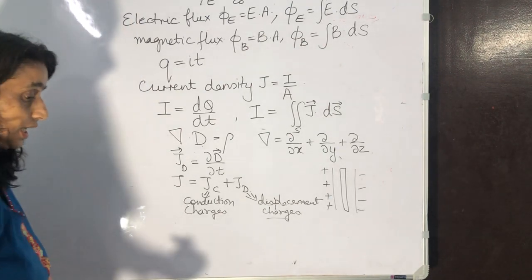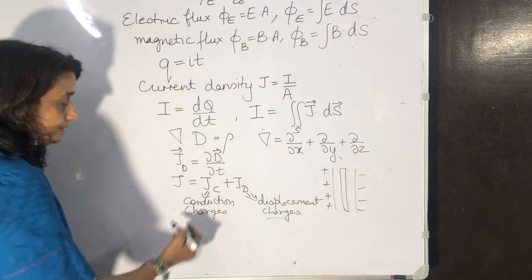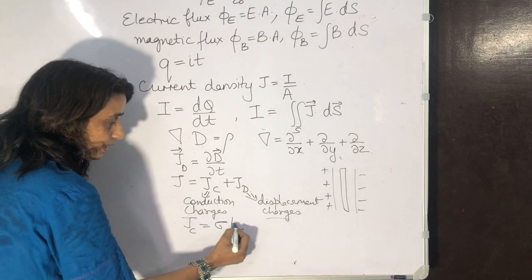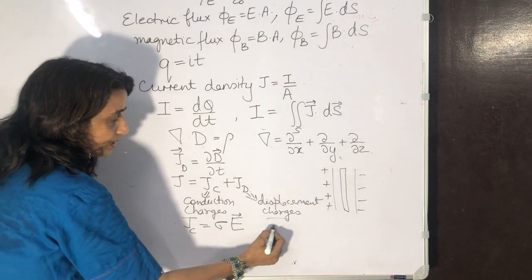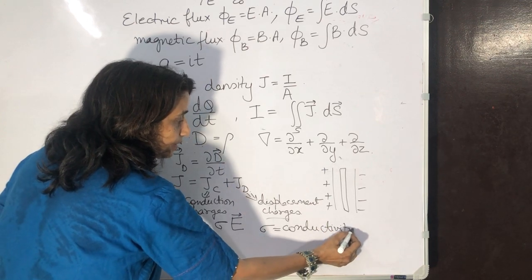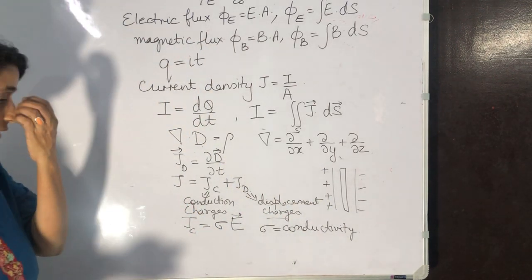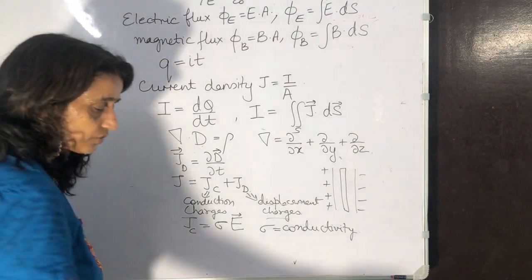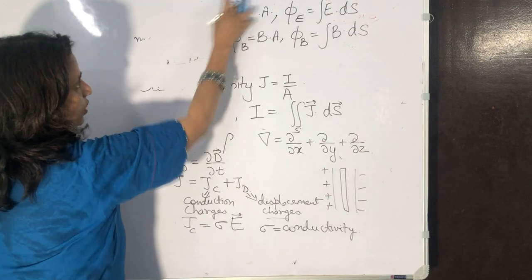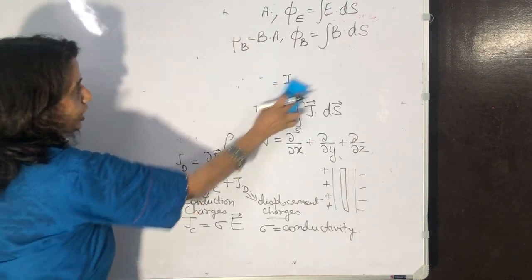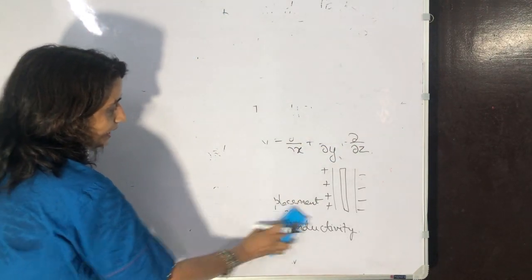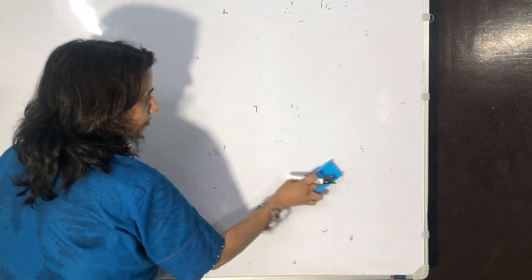Then in conducting media, the current density is equal to sigma E, where this sigma means conductivity. Suppose the medium is a good conductor, then what happens? Okay, after these formulas, let me tell you one more basic formula which will be required a lot in your numerical questions. You should be noting them down because that formula is used in many numericals.